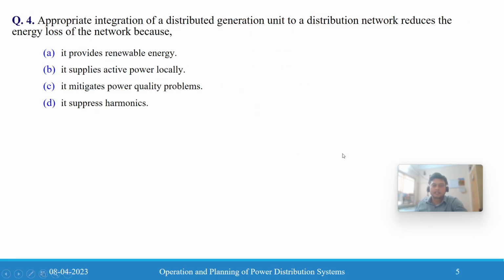So let us see the next problem. The next problem is that appropriate integration of a distributed generation unit to a distribution network reduces the energy loss of the network because: A option is it provides renewable energy, B option is it supplies active power locally, C option is it mitigates power quality problems, and D option is it suppresses harmonics. Pedro, you can type your answer in the chat box.